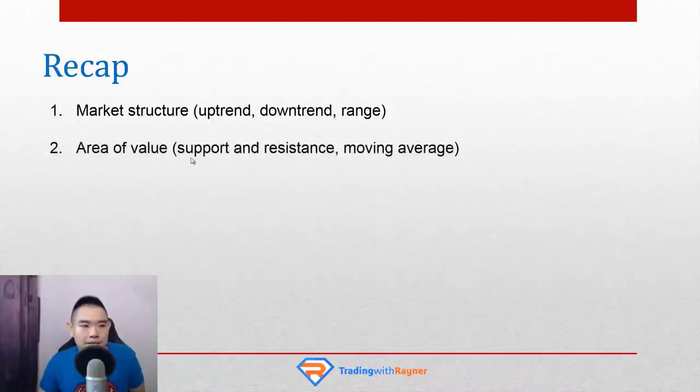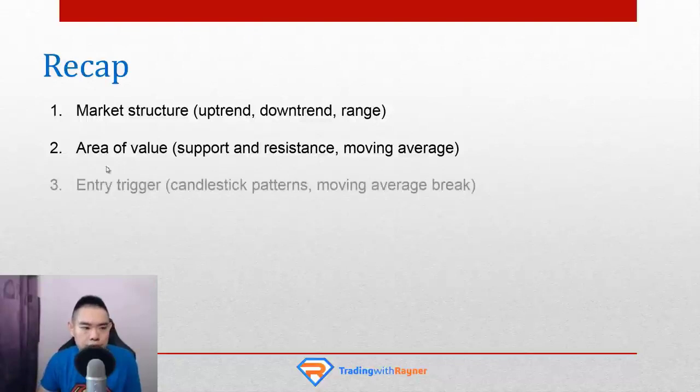So the next thing we covered is area of value. And this is important because just because the market is in an uptrend doesn't mean you want to blindly hit the buy button, because the market could be overbought. It could be getting ready to make a pullback or a complete reversal. So this is why we want to be trading from an area of value. This could be things like support and resistance or moving averages. So for example, if the market is in an uptrend, we want to be looking to trade around a support area.